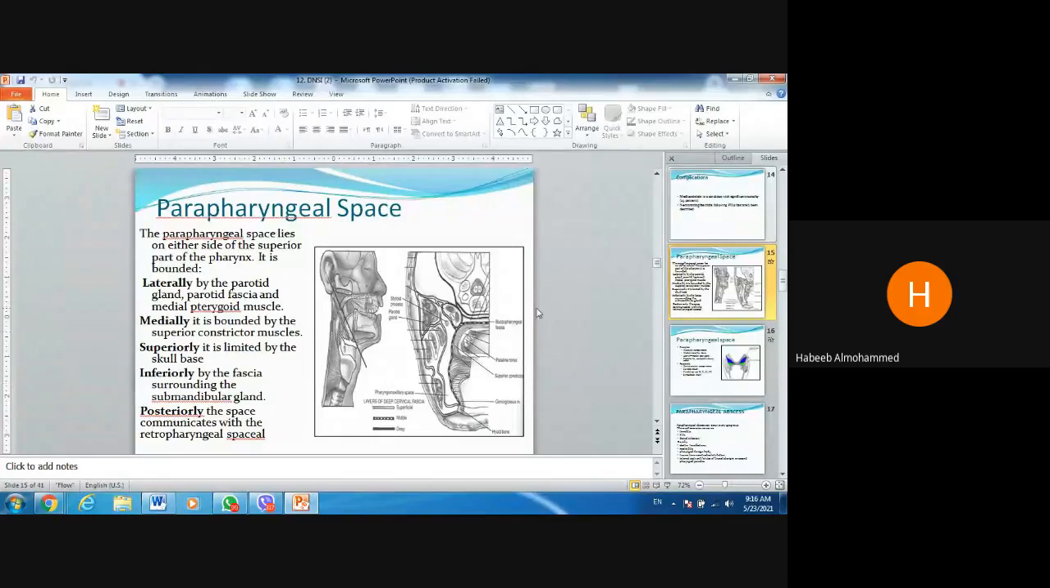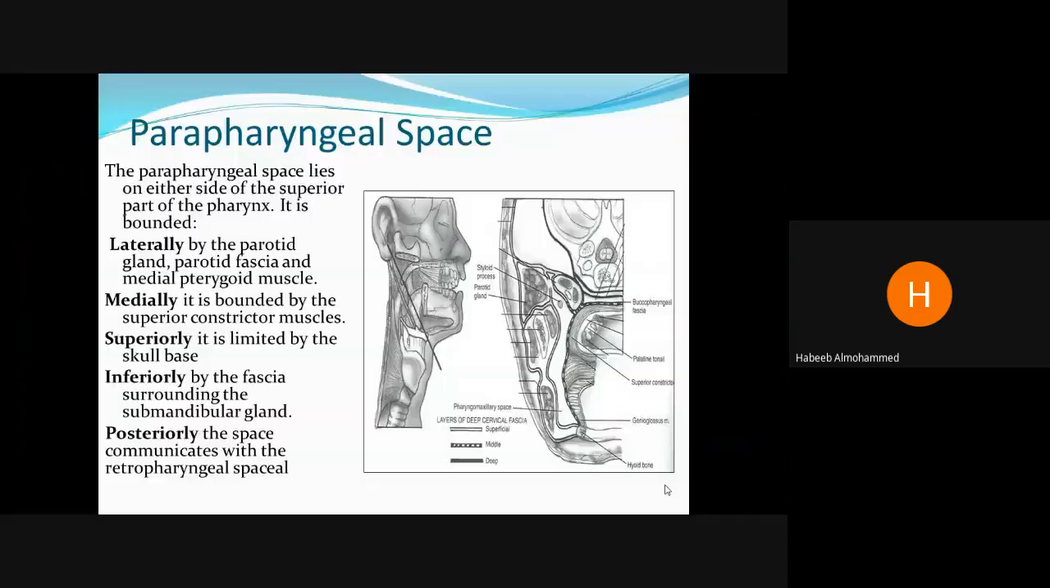I will mention it in the parapharyngeal space, given the time. Okay. The second topic is the parapharyngeal space. From its name, it lies on either side of the superior part of the pharynx.